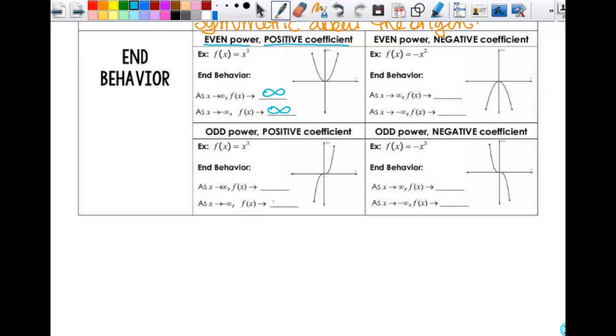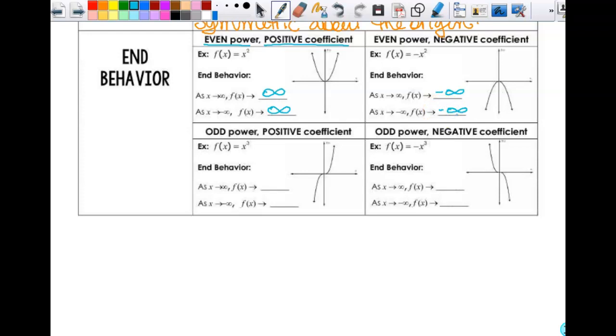Okay? If I still have that even power, x squared, x to the fourth, x to the sixth, but I have a negative leading coefficient, then that's just a reflection in the x-axis. So now it just flips down. My end behavior, as x approaches infinity, f of x approaches negative infinity. As x approaches negative infinity, f of x approaches negative infinity. Very good.